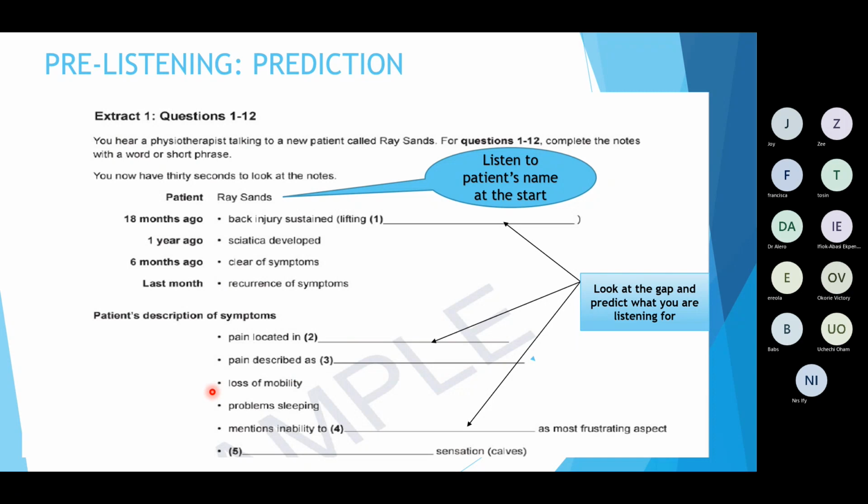Now here you can see loss of mobility. If you want to paraphrase, loss of mobility might be inability to walk, right? Now, problem sleeping, like I said, might be staying up late at night. Then you look at, for example, mentions inability to what? Dash, okay? So keep looking at this.